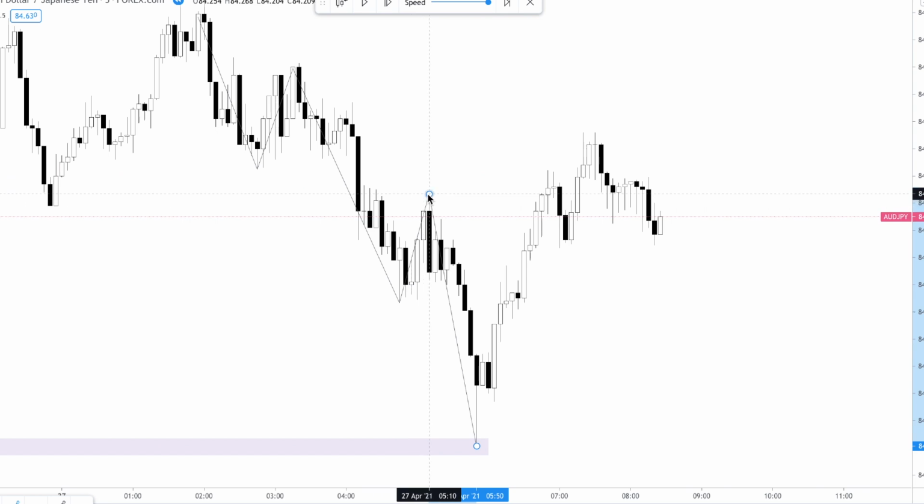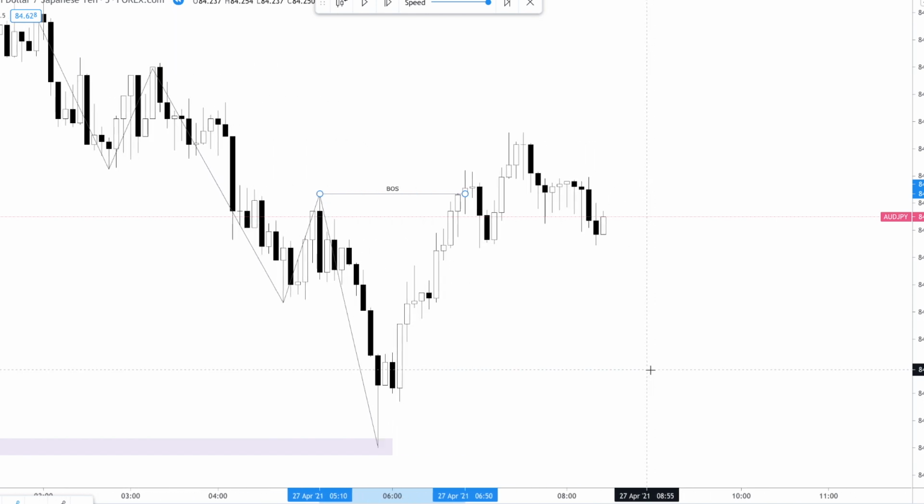Okay, so here's my structure down. I need to break this part right here. Okay, so that is my break of structure. So let's BOS on that. Great. Now that we broke structure, this is our range. This is where I want to get my 50% retracement and buy it up.